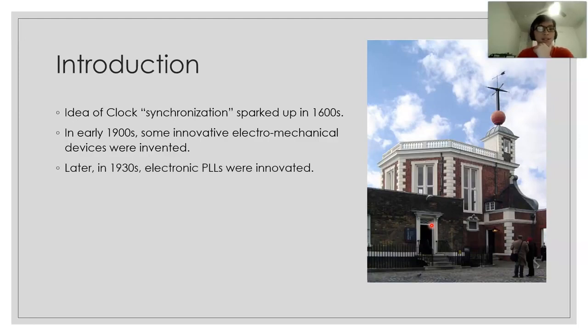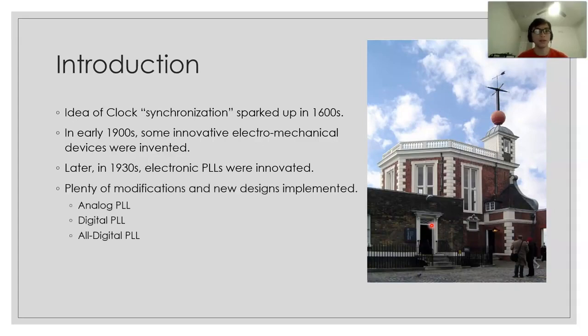And later in the 1930s, the first electronic phase lock loops were invented, based on these previously built electromechanical devices for synchronizing clocks. Since then, the phase lock loop has been modified a lot, and new designs have been invented, from the conventional analog phase lock loop to the digital phase lock loop and the all digital phase lock loop. All of them will be further discussed in this presentation.